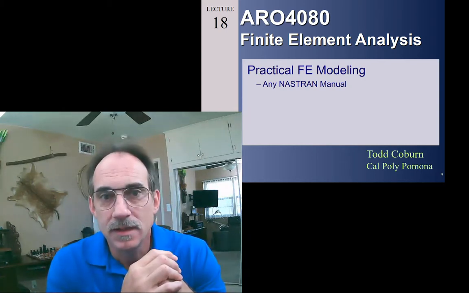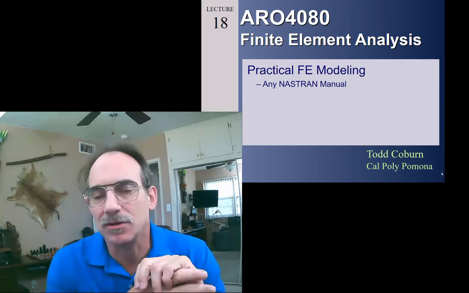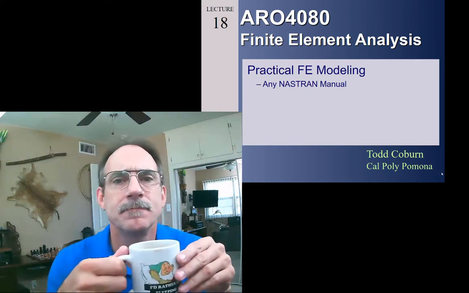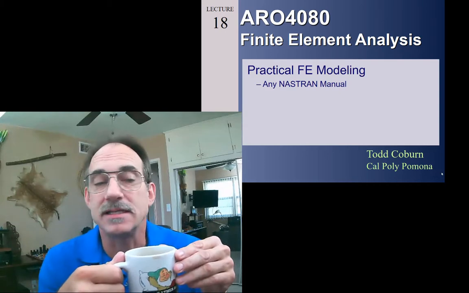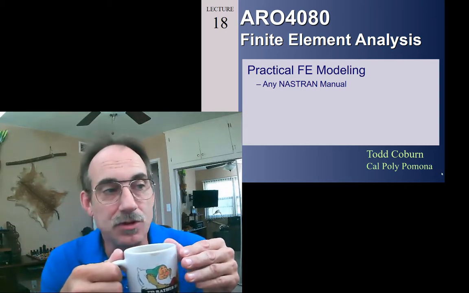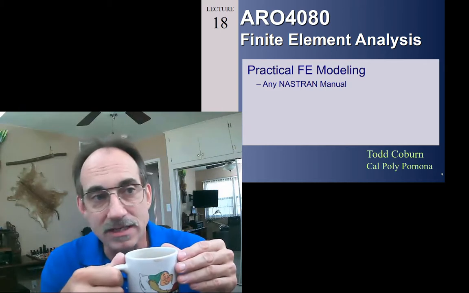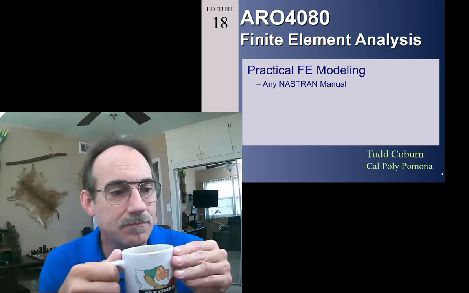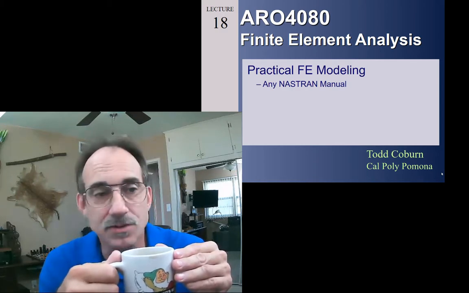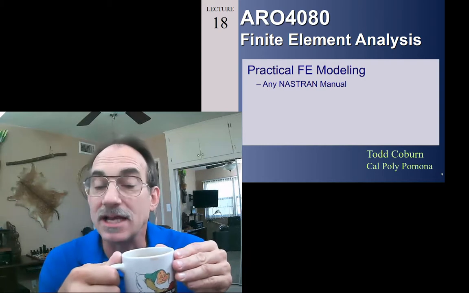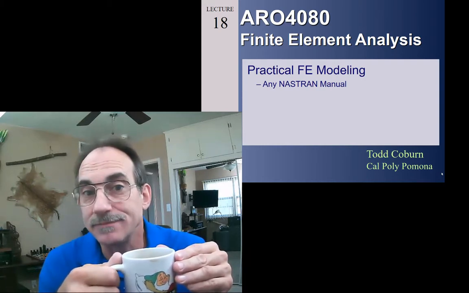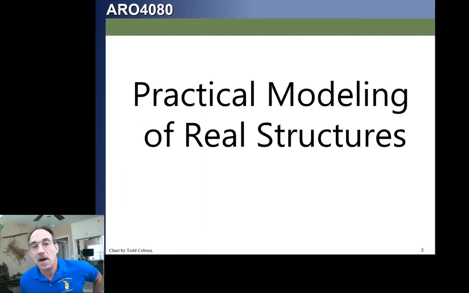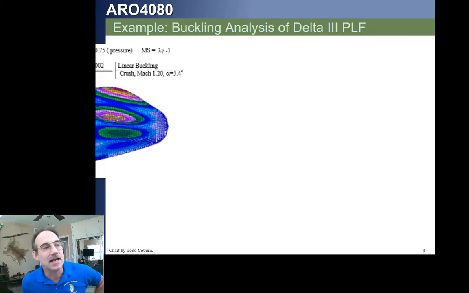Aero 4080. Today we're going to be looking further at how to model structures with NASTRAN, and we're going to be focusing on some special cases. We're going to start by taking a look at some examples of models that have been used practically out there in industry for various applications, and take a quick look at some of the challenges and benefits of debugging those. And then we're going to look at a few NASTRAN cards and talk about some best practices. Let's get started.